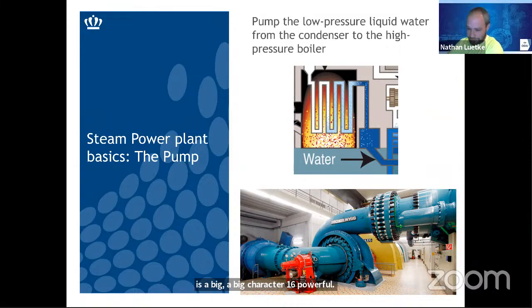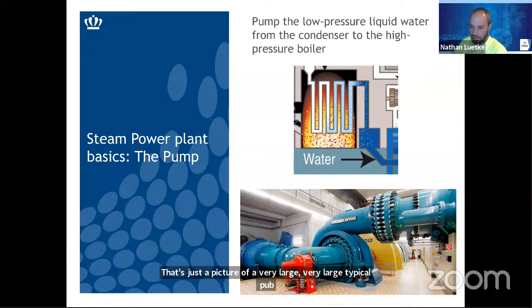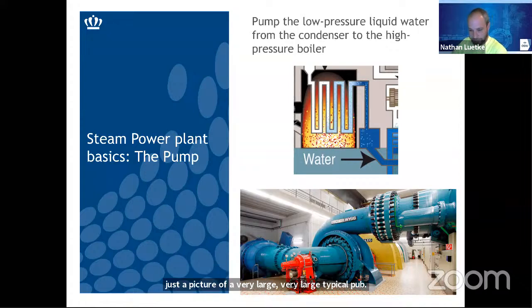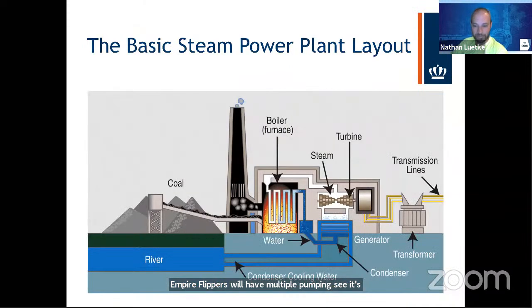So that's just a picture of a very large centrifugal pump that will pump that liquid back to the boiler. As you can see, these things are large scale. I mean, that big pump on the bottom, that's high enough for a person to walk under. That's tall. Those are giant. And power plants will have multiple pumps. You can see it's going to cost a lot to build that place. And that's a basic schematic of what they look like.